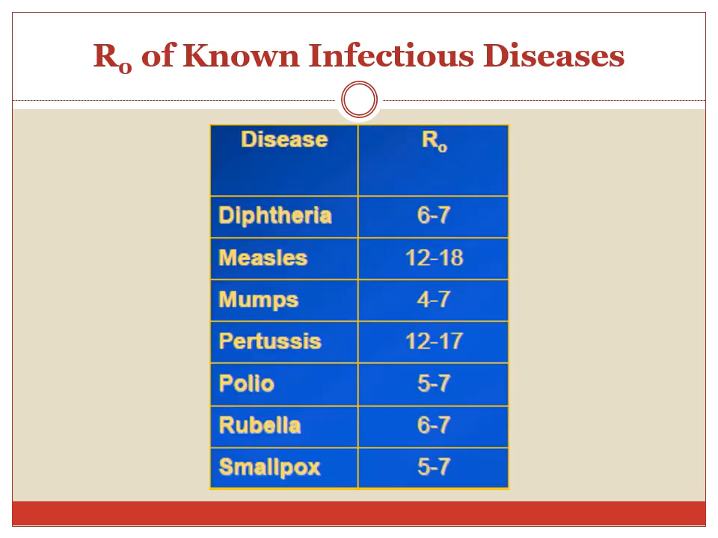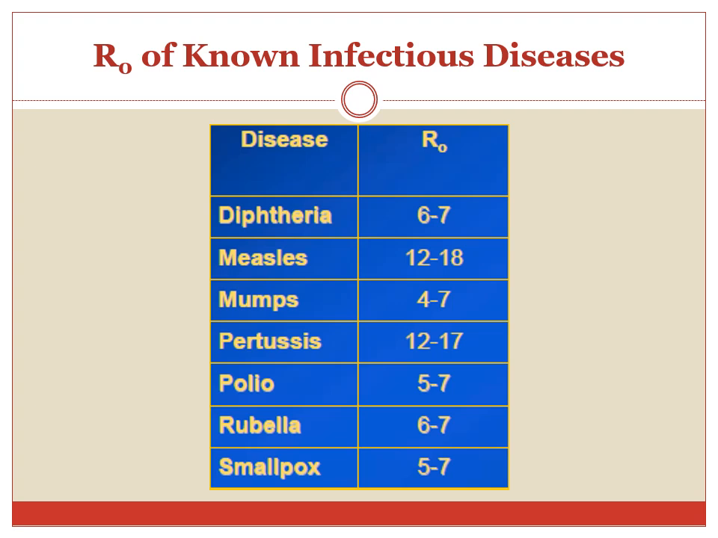Now, what are examples of R0 of known infectious diseases? For diphtheria, for example, it's 6 to 7. For measles, it's much more, 12 to 18, and for pertussis, it's much more. For the COVID-19 that we are experiencing right now, people have spoken about 2.5 to 3. So each person will infect up to 3 people.